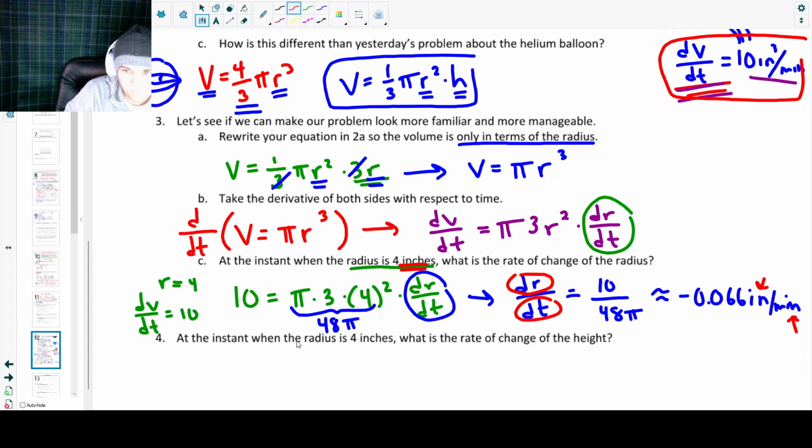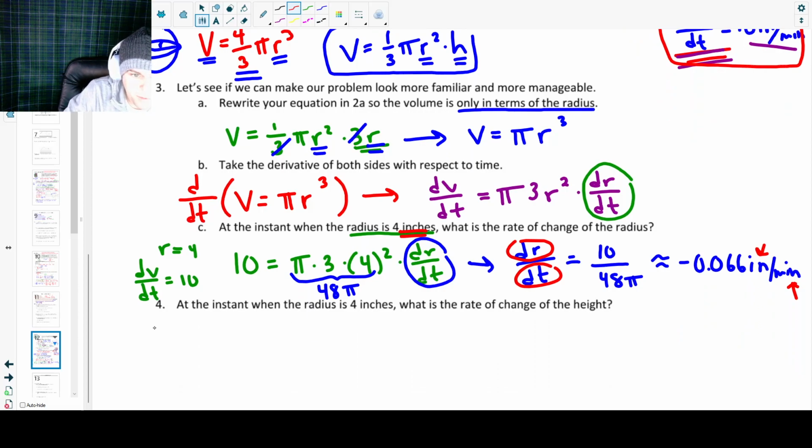All right. Sliding on down. At the instant when the radius is 4 inches, what is the rate of change of the height? Cool.